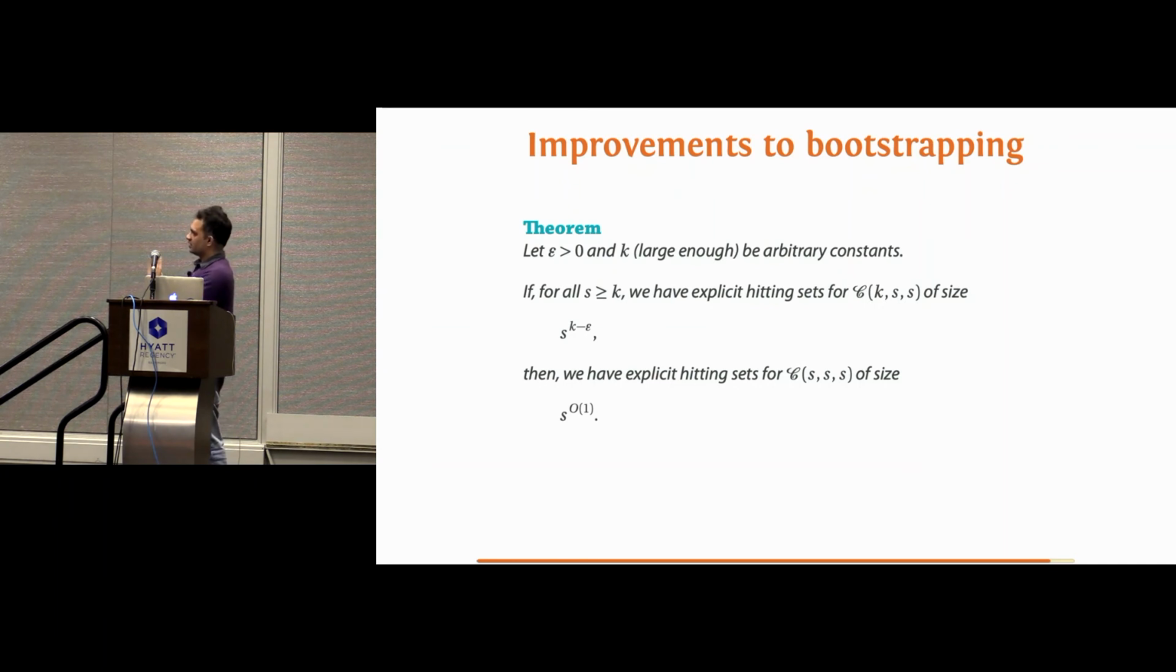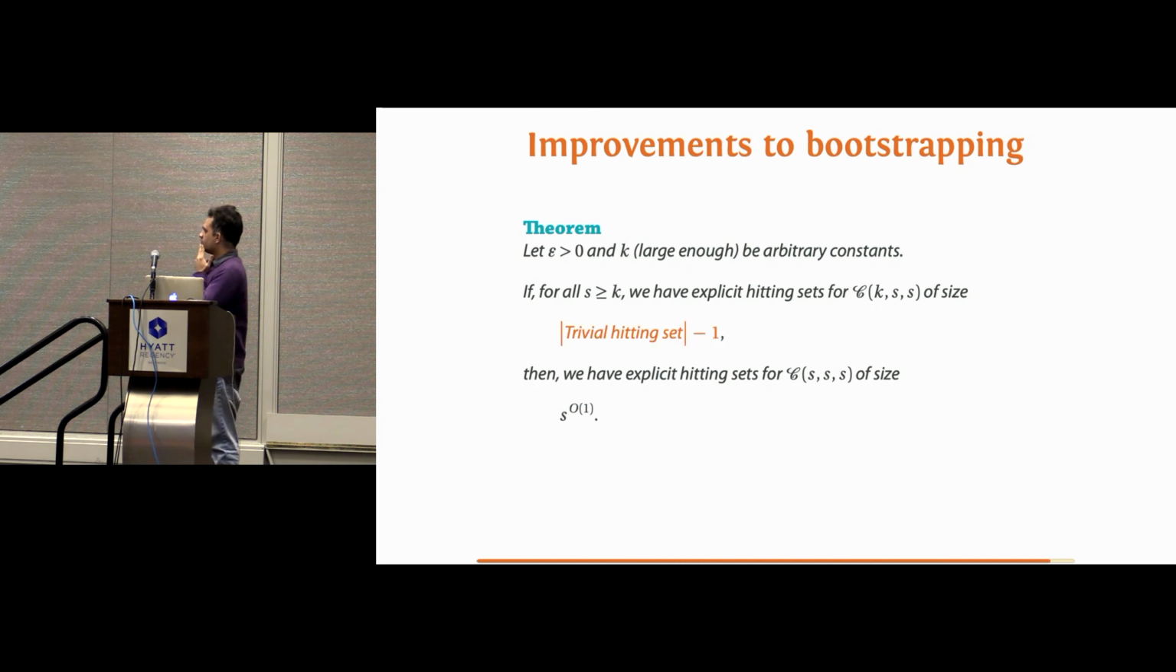I just want to recall the previous bootstrapping result. It says: let's assume that epsilon and k are some large but arbitrary constants. Now I want to look at the class of k-variate polynomials of degree s and size s. Suppose somebody told us there is a hitting set of size s^(k-epsilon). Then we showed that you can actually get a polysize hitting set. This was one of the corollaries of the result that I mentioned.